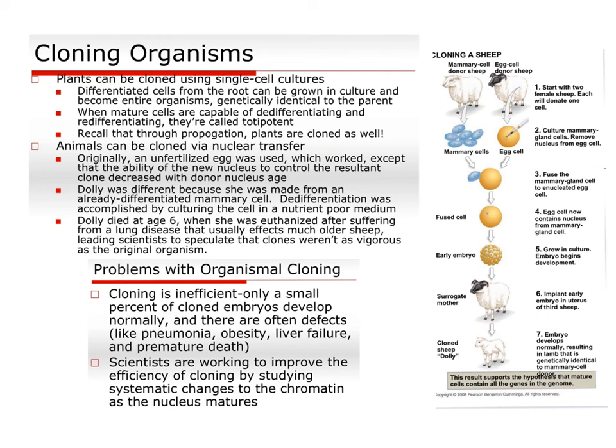Cloning an animal, obviously, is a bit more difficult. And the most famous clone, the first cloning experiment that was successful, was Dolly the sheep. And I have a picture here of how Dolly was created. You took cells, and by the way, these are differentiated cells that were taken in this process.